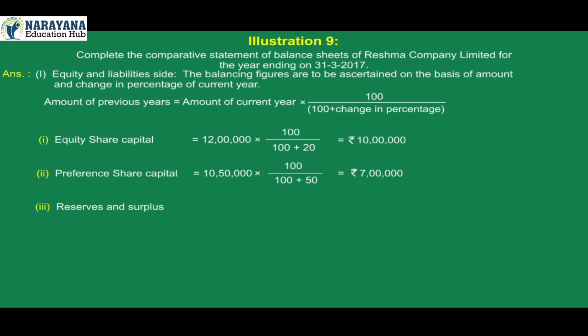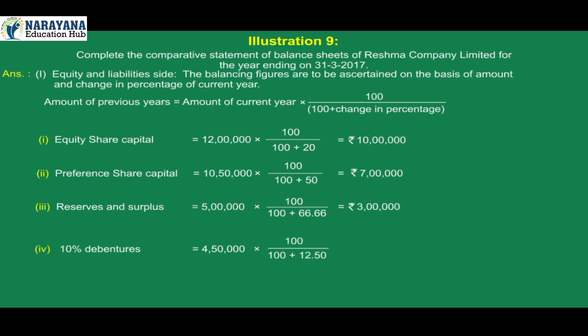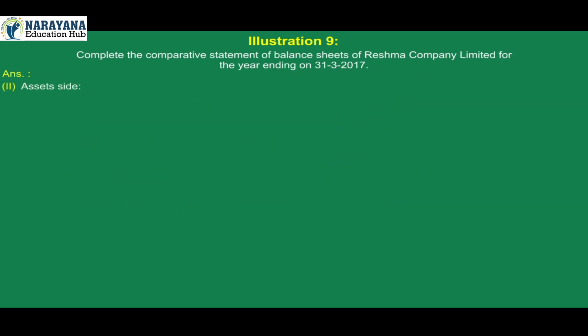3. Reserves and surplus is equal to 5 lakh into 100 divided by 100 plus 66.66 is equal to rupees 3 lakh. 4. 10% debentures is equal to 4 lakh 50,000 into 100 divided by 100 plus 12.50 is equal to rupees 4 lakh. 5. Current liabilities is equal to 2 lakh into 100 divided by 100 plus 33.33 is equal to rupees 1 lakh 50,000. Number 2. Asset side.